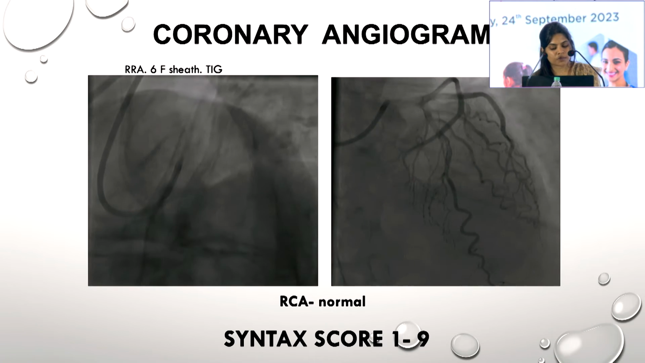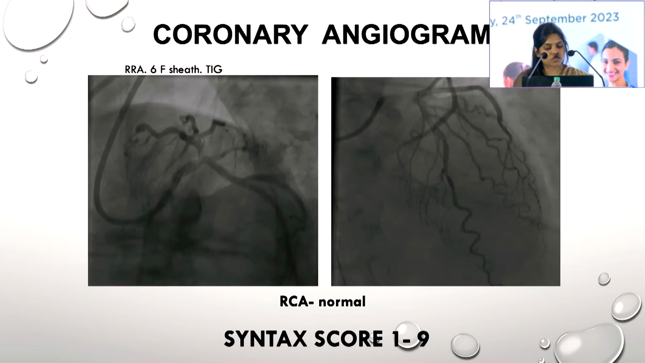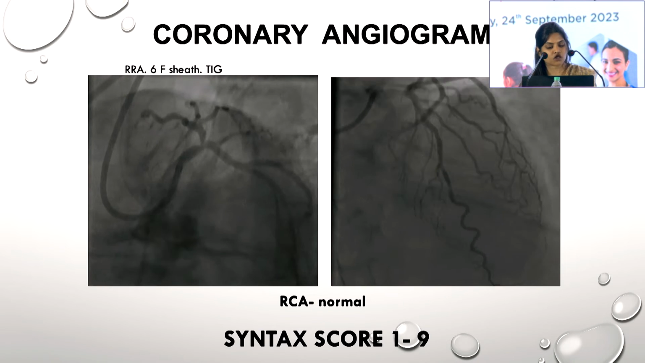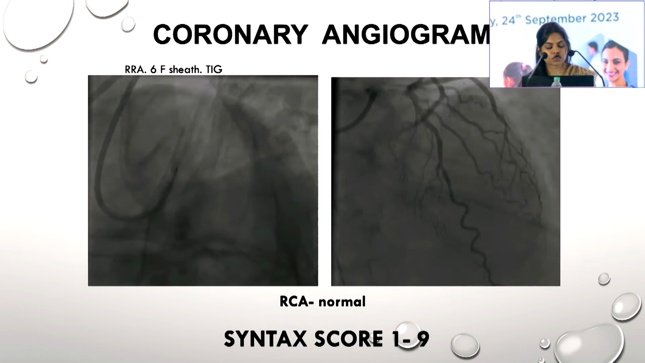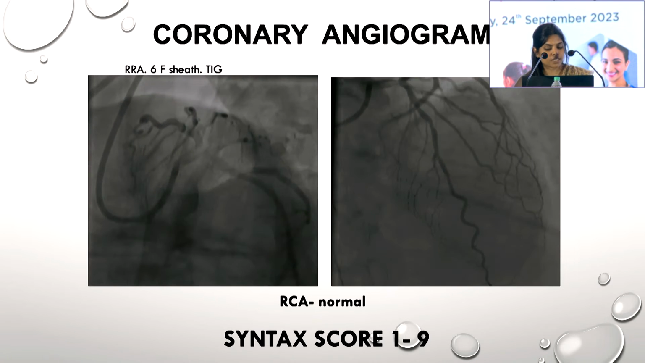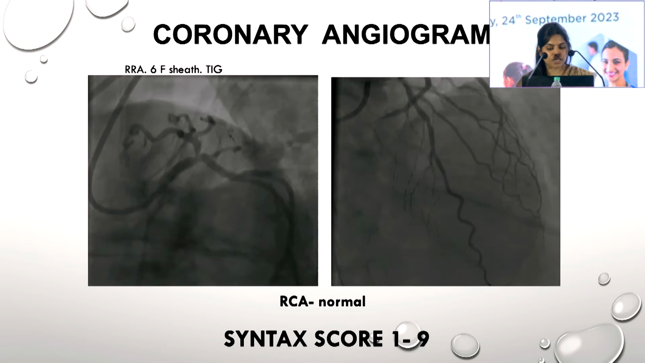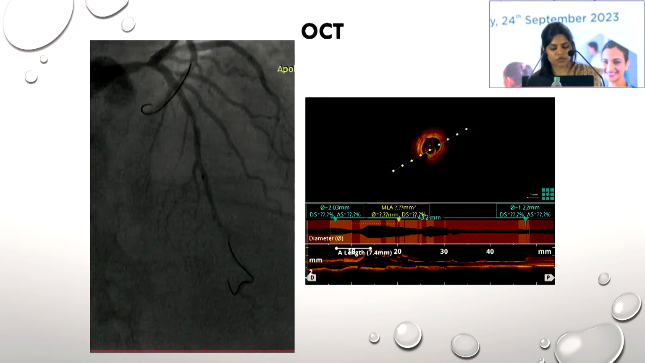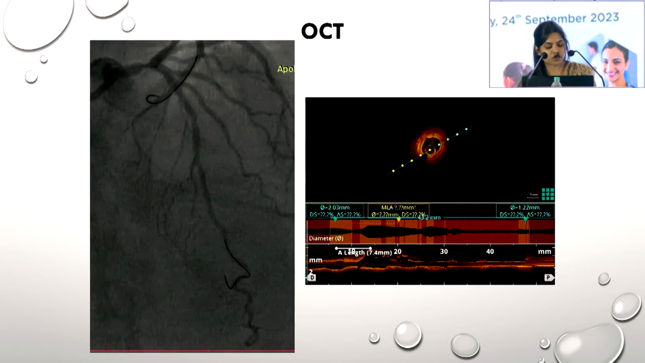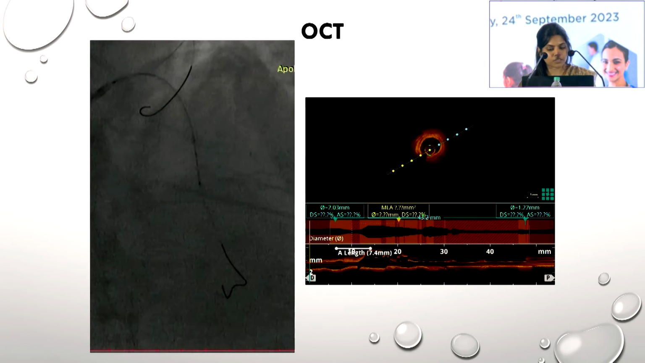Angiographically, there's around 50% involvement of the distal left main, and the ostial LAD looks nearly 70%. The circumflex ostium looks relatively clean. The SYNTAX score in this patient is 9, and the renal function is quite normal. So here we did an OCT pullback in this patient to assess the diameters.